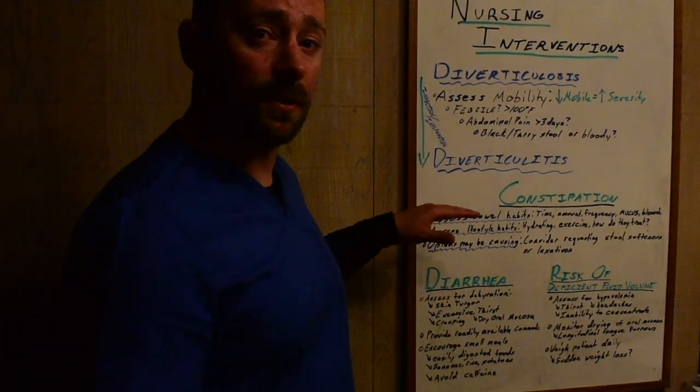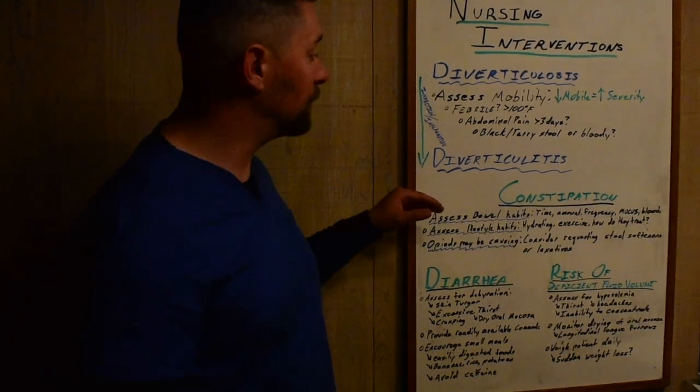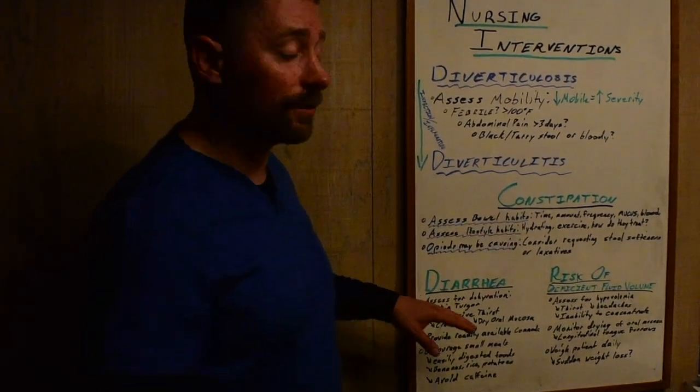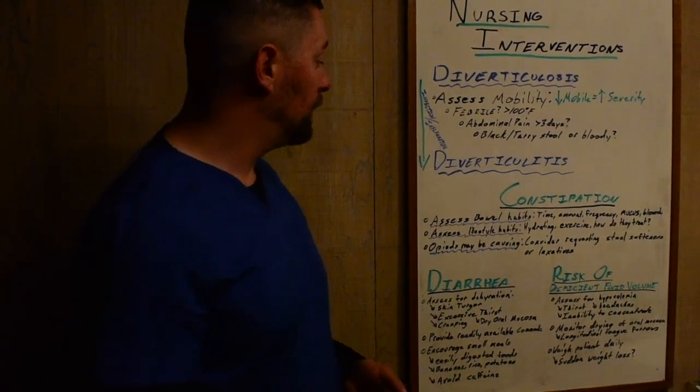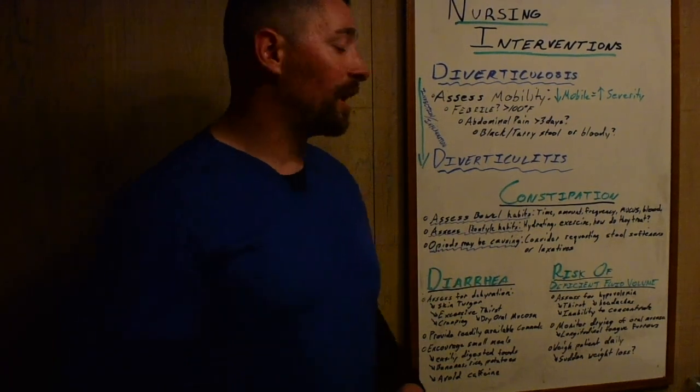As it progresses through either infection or inflammation, it becomes diverticulitis, and we're going to talk about 3 different major nursing interventions and nursing diagnoses. The first one being constipation. And with constipation, you want to assess the patient's bowel habits. And you're going to check for the time of the bowel movements.